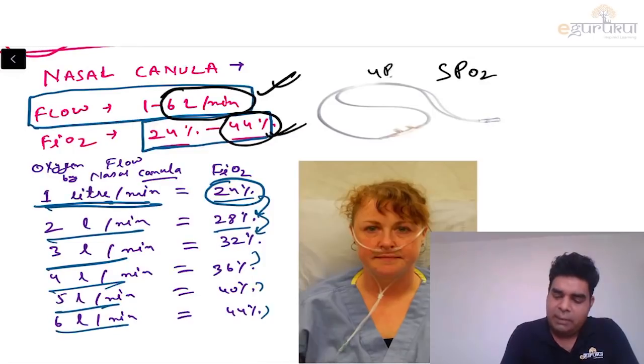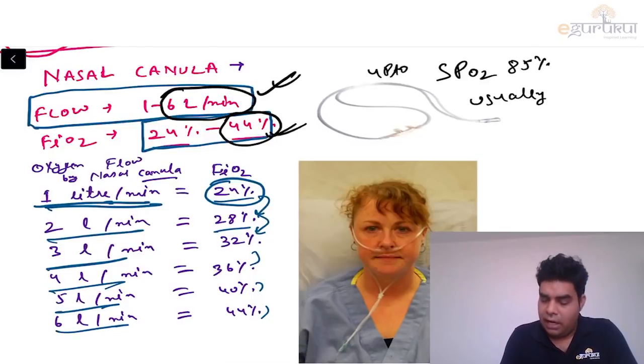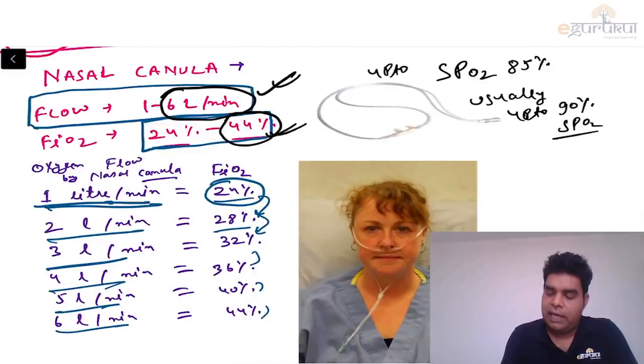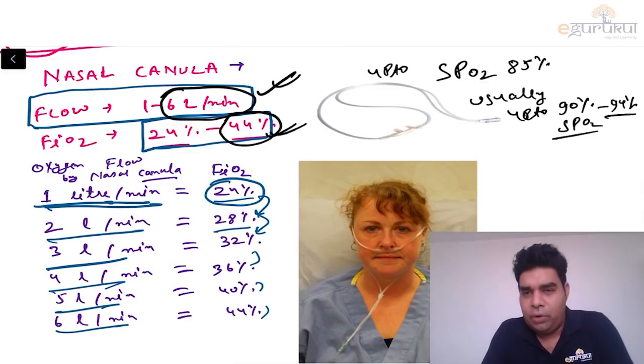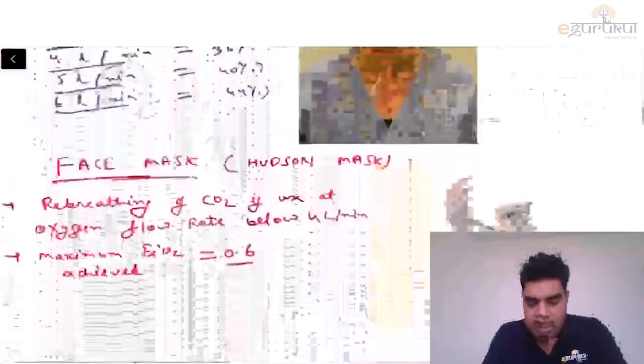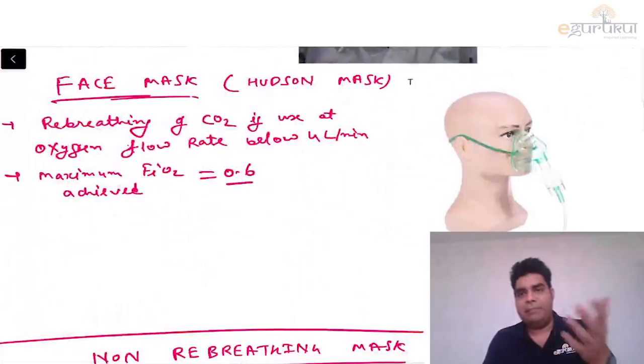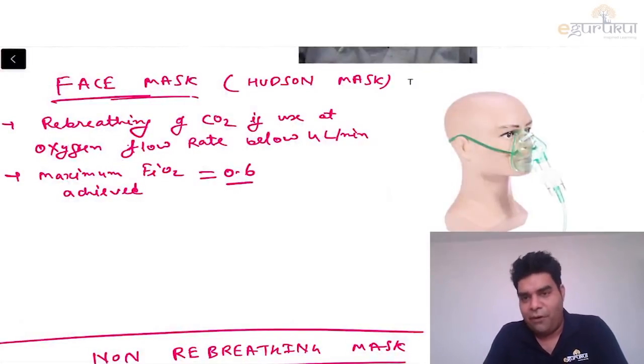So it can be used up to a lower SpO2, but usually we use the cannula down to 90% SpO2. And if the SpO2 is 90 to 94%, then we can give it by nasal cannula, usually not less than that. Now let's talk about the face mask which we commonly use in our hospital setting.